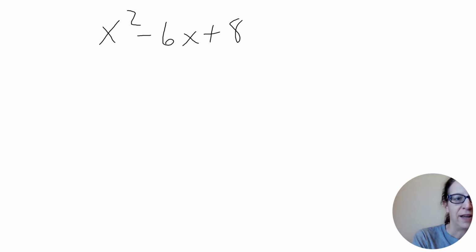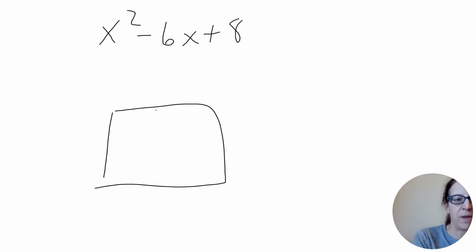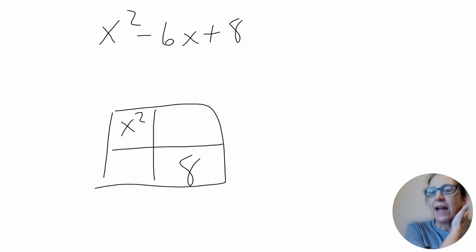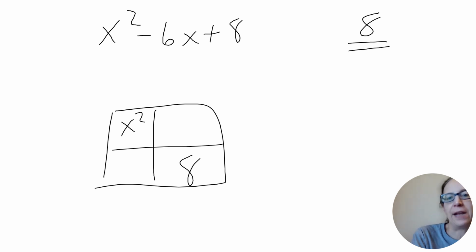Next problem is, I gotta look at my sheet because I did write them all down, x squared minus 6x plus 8. And so we set up our area model. We know that the x squared goes in the upper left and the +8 goes in the lower right. And then the tricky part is figuring out what are the numbers that go in the other 2 spots. So we're going to start with the factors of 8. Well, I have 1 times 8 and 2 times 4, and that's all I've got.